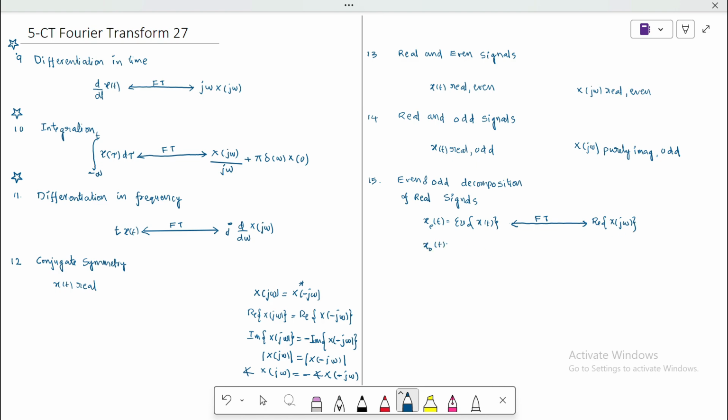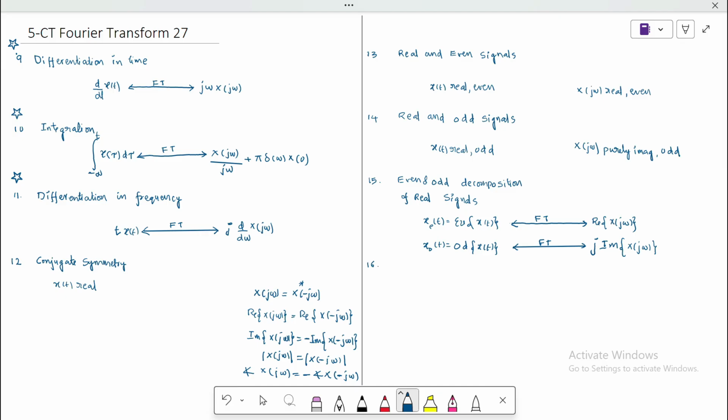So the odd part of x of t, its Fourier transform is j into the imaginary part, j into the imaginary part of x of j omega. So this is the case.